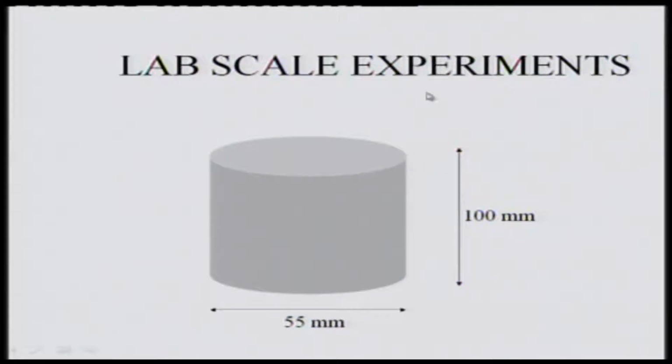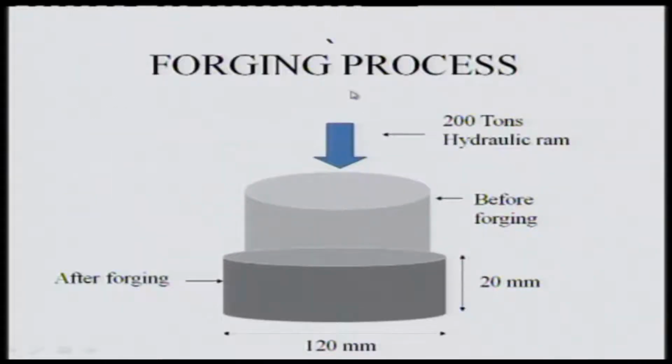So, what did we do? We first did lab scale experiments. So, we reduced that entire ingot into a lab ingot of dimensions height of 100 mm and diameter of 55 millimeters. And we forged the material in exactly the same way as one would forge the wheel in a hydraulic press, forged it from 100 millimeter height to 20 millimeter height, and its diameter increased to 120 millimeter after forging, and it was done after heating it to more than 1200 degrees.